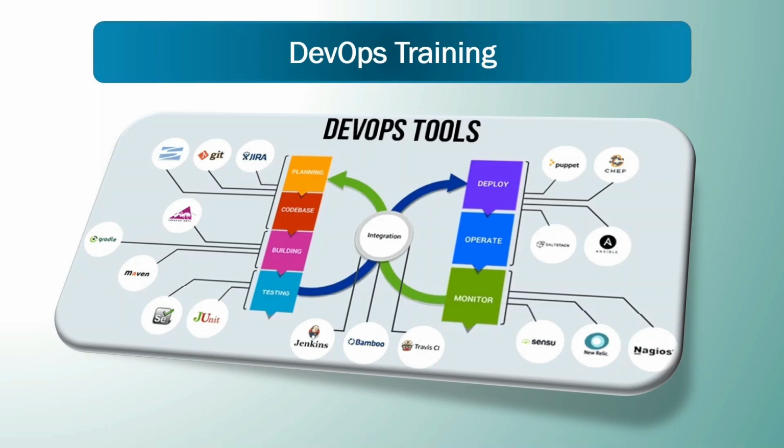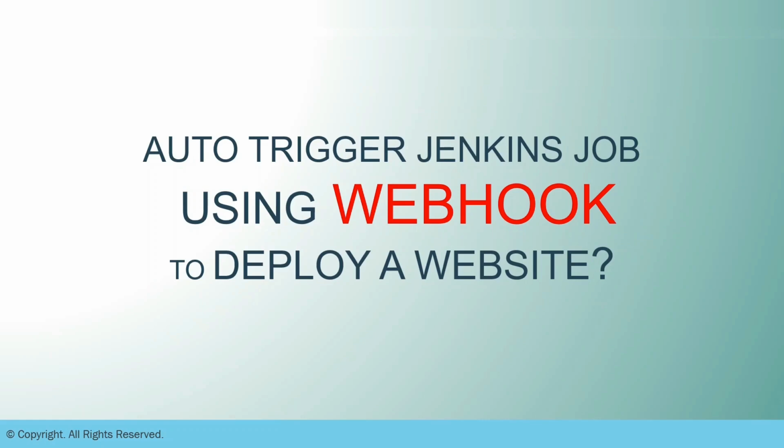Now, whenever any action is performed by the developer on their GitHub repo, a Jenkins job can be set up that will be triggered automatically and deploy your whole website to the target machines. So let's do a job having a configuration which will auto trigger a Jenkins job using a webhook to deploy a website. That is possible using a Git webhook feature that is provided by GitHub.